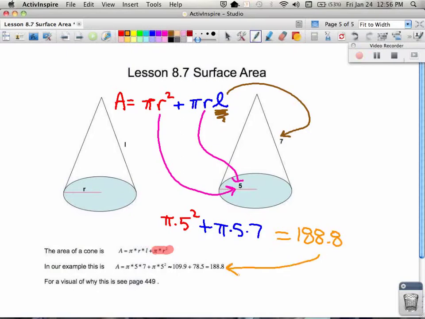So the first part, not so hard, in the red. That's pi r squared for the area of a circle. That's the base of the cone. The other part, the pi r L, is how you account for the cone part of it itself. And the L stands for slant height. Not height, but slant height, all along the edge of that cone.